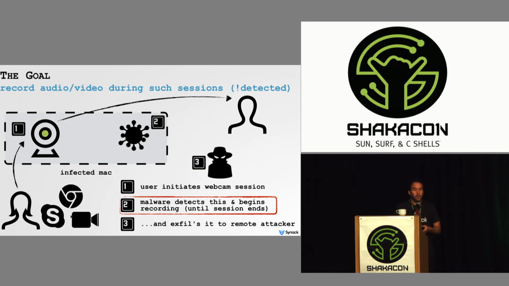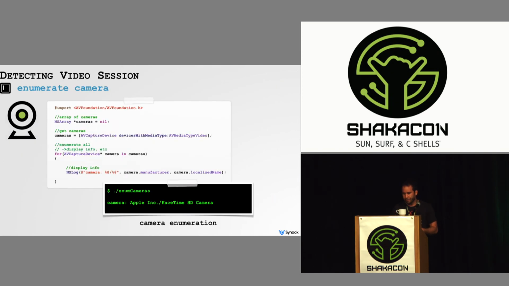So conceptually what we're gonna do is actually pretty easy, 3 steps. We're just gonna wait until the user is legitimately using their webcam, for any reason. Then we're going to detect this and piggyback onto that session to record off the webcam. And then we can exfiltrate this data, obviously, to a command and control server. We'll focus on number 2, the detection and piggybacking, because that's really the most interesting, unique part of this attack. So the first thing the malware does is enumerate the camera.